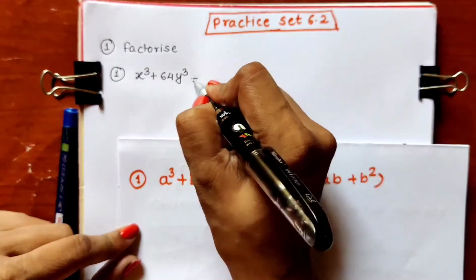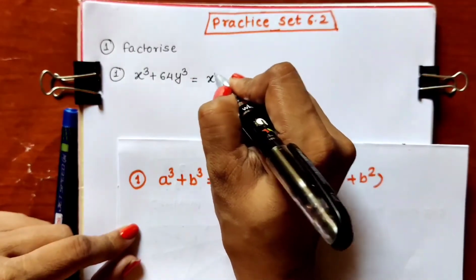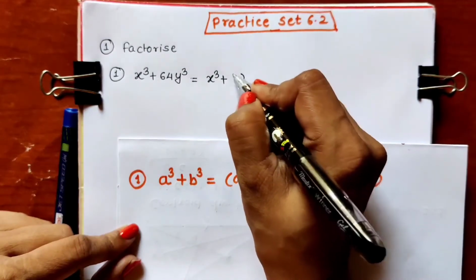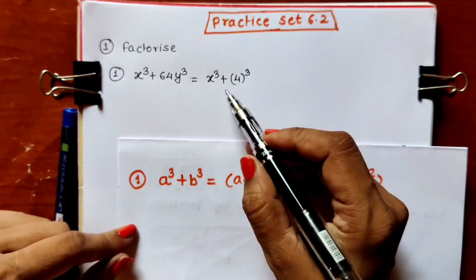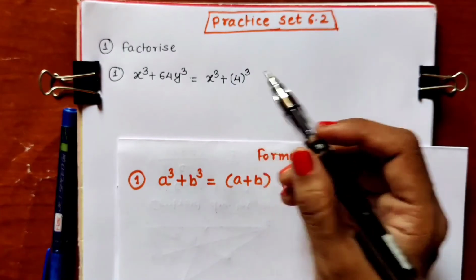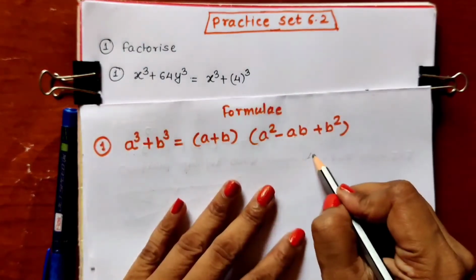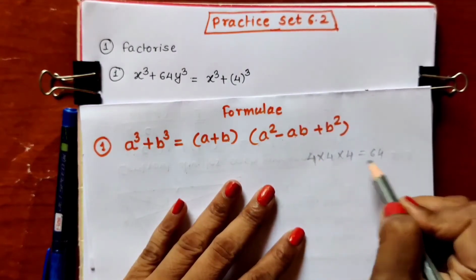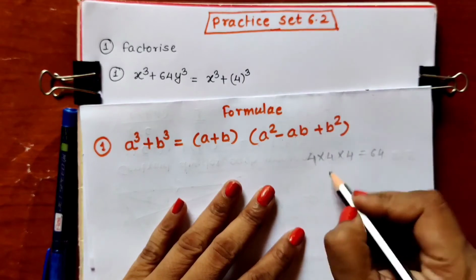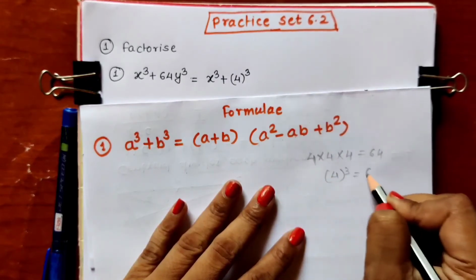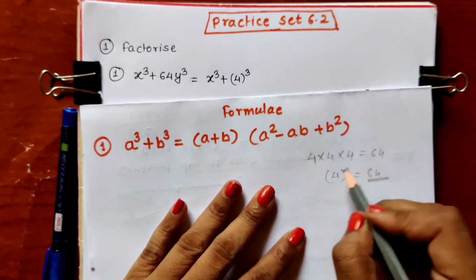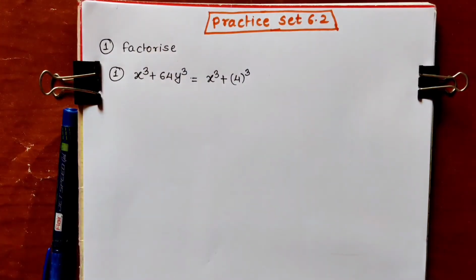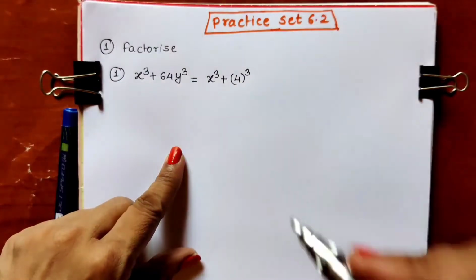So let us write it. First term we write x cube as it is, plus we all know 64 is cube of 4. So I can write it as 4 cube. We all know 4 into 4 into 4 is 64, correct? 4 fours are 16, 16 fours are 64. That means 4 cube is 64. So 64 we can write in the cube format like this: 4 cube. And y cube as it is I can write.